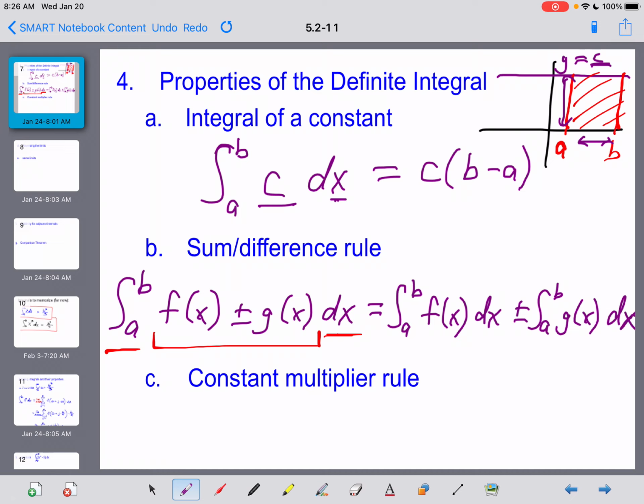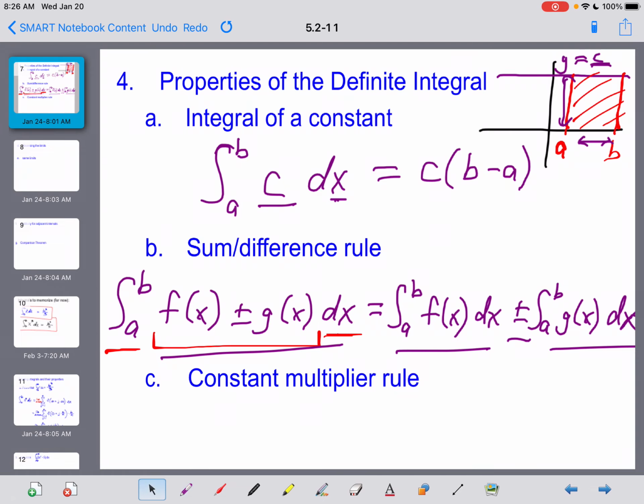So once again, everybody, this rule, the sum difference rule for definite integrals, tells you that the integral of a sum is equal to the sum of two individual integrals, and the same thing applies to differences. This is what allows us to integrate a polynomial function term by term, exactly the same way we did with limits, exactly the same way we did with derivatives.